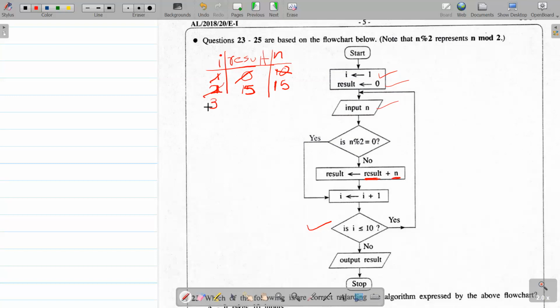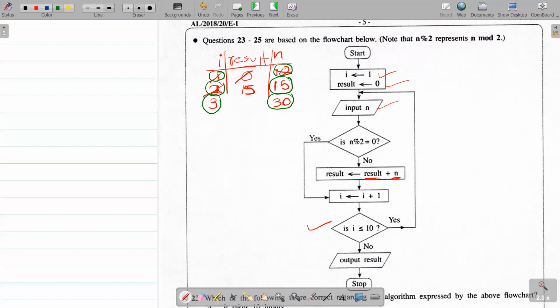Right? Then they are checking whether I is less than or equal 10. Then they go for the next input. Let's say 30. Now we can recognize the pattern. How's the pattern goes? When I is 1, you are asked for the first input. When I is 2, you are asked for the second input. When I is 3, you are asked for the third input.